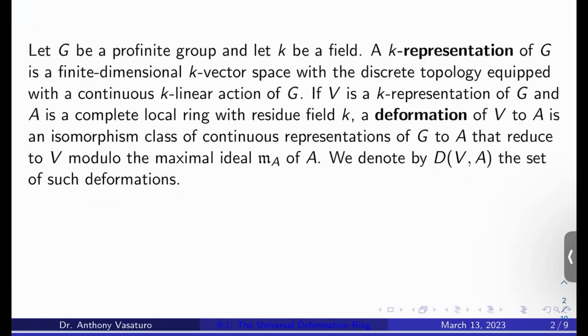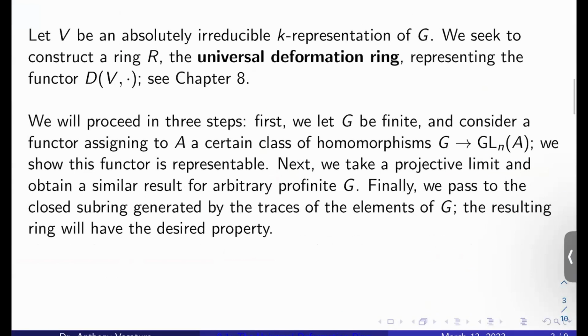So this is all old theory from chapters 1 and 2 of my notes. We're just reviewing the terminology, the notation, etc. The goal of the chapter will be as follows. We'll let V be an absolutely irreducible K representation of G. As hinted to, in fact, as much more than hinted to in chapter 8, we're going to seek to construct a ring R called the universal deformation ring associated to this setup, representing the functor D_V. So see the chapter 8 videos for what I'm talking about here if you don't know what a representable functor is. Okay, there are 3 steps to the construction that we're going to follow.